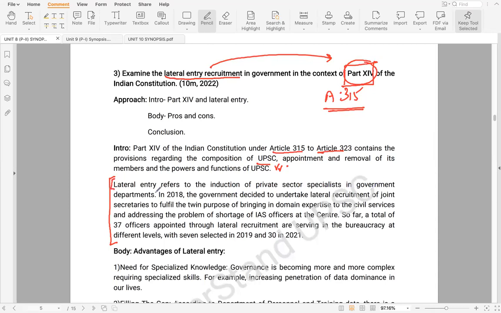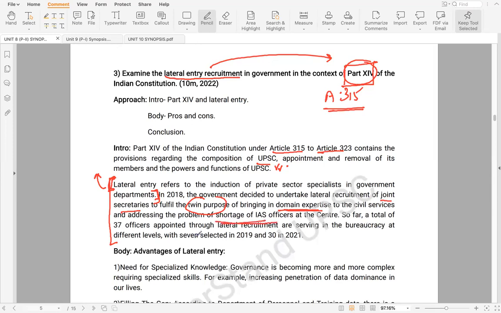You tell us what lateral entry is because it's a new concept, but also not a new concept. So you just let the examiner know what, according to you, lateral entry is. You say that it refers to the induction of the private sector specialists in the government departments. In 2018, the government decided to undertake lateral recruitment of joint secretaries to fulfill the twin purpose: bringing in domain expertise to the civil services and also addressing the problem of shortage of IAS officers at the center.